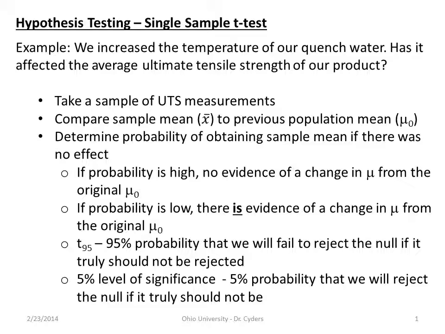Maybe I want a 1% level of significance. Maybe I'm okay with 10%. That threshold changes depending on how high of a probability you're willing to accept that you're incorrectly rejecting the null.